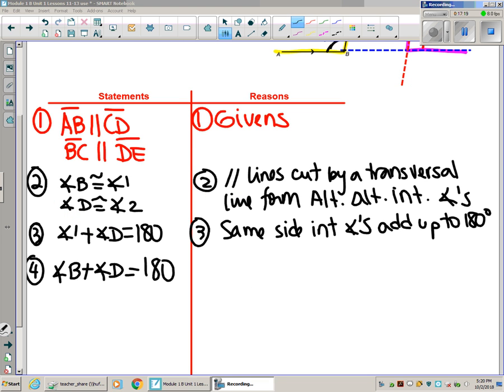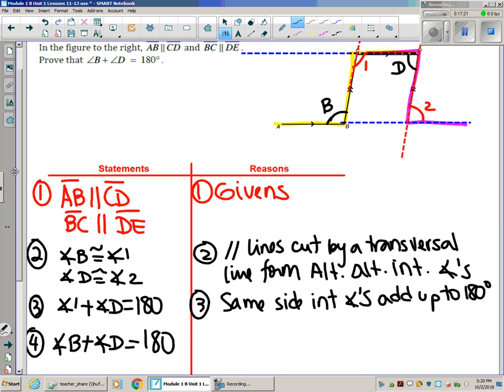Okay, so notice again, like I mentioned before, sometimes you may have fewer steps than other students. So actually what I noticed was that for angle D and angle 2, you probably don't even need to mention that. So all I needed to have was angle B, angle 1, and angle D. In statement 3, you said angle 1 and angle D are equal to 180. So these two have to add up to 180. The reason is same side interior angles add up to 180.